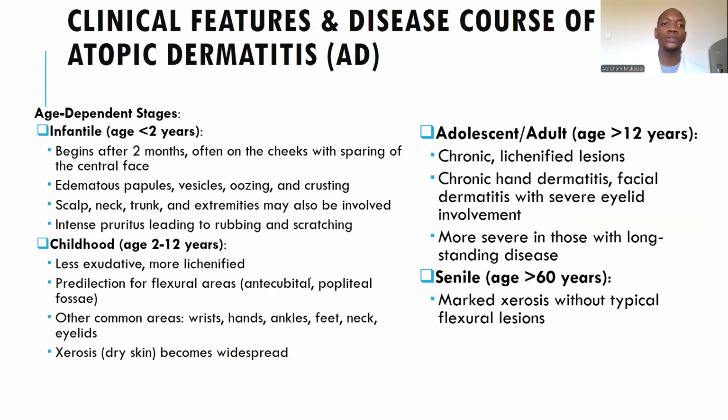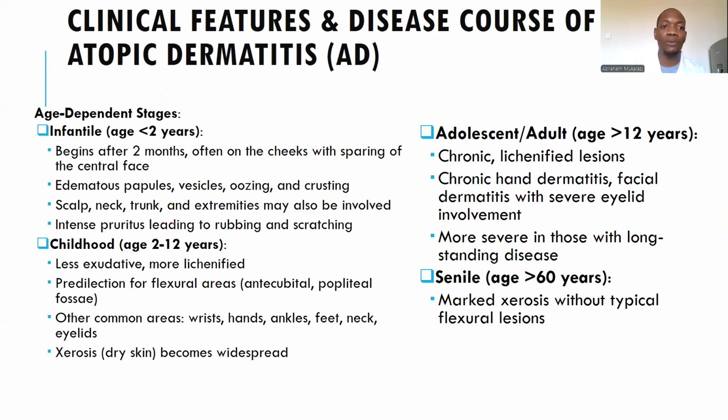So when you go through the clinical picture, that's how do we see atopic dermatitis and how is the disease caused. We also divide it into age-dependent stages. Starting with, we have a group that we call the infantile onset. So that is the one that occurs below the age of 2 years.